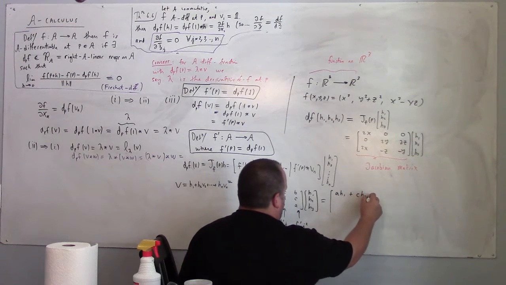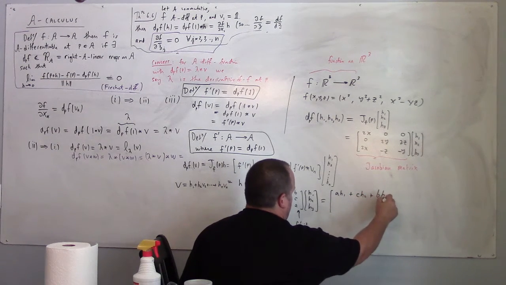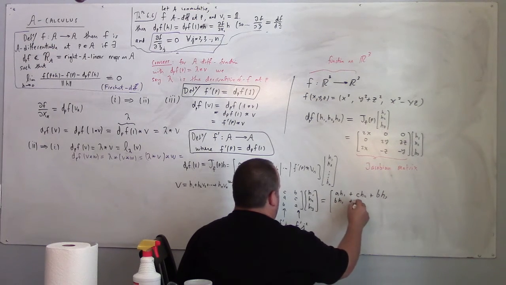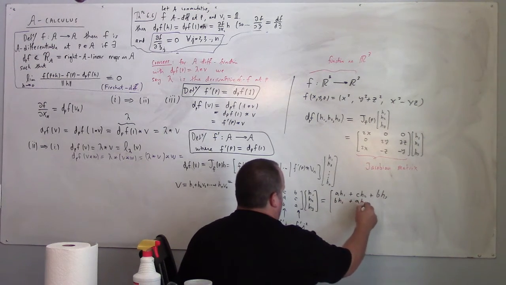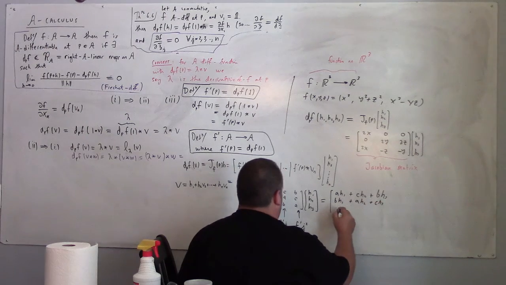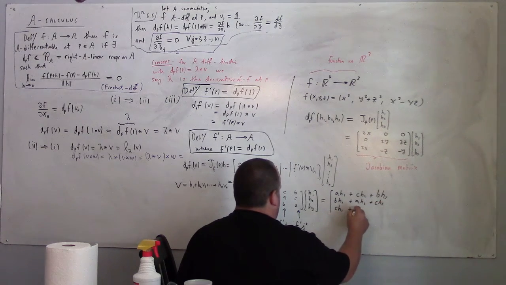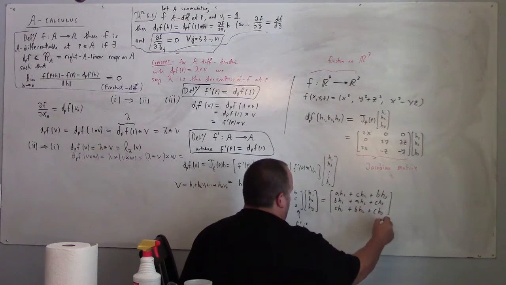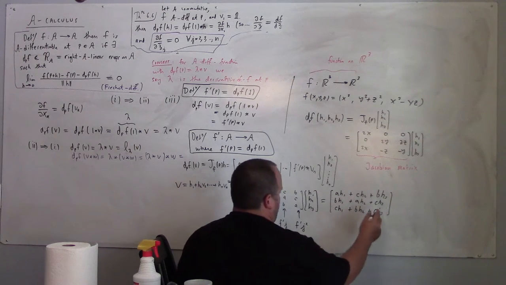plus CH2 plus BH3, BH1 plus AH2 plus CH3, CH1 plus BH2 plus CH3. How did I get CH3 in both of those? That's supposed to be A.